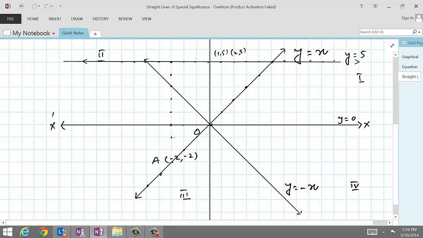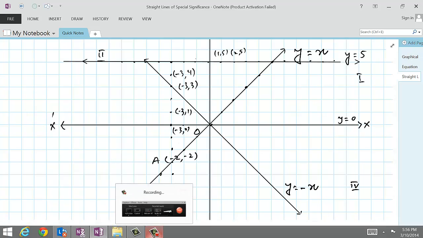Therefore, if we draw a line through these points, that line will have x equal to minus 3 always. So this is the minus 3 abscissa, and 1 2 3 4, 1 2 3 4. So this will be minus 3, 4. This point will be minus 3, 3. This point will be minus 3, 2. This will be minus 3, 1, and this point will be minus 3, 0. Therefore, all the points on this line will have x equal to minus 3.